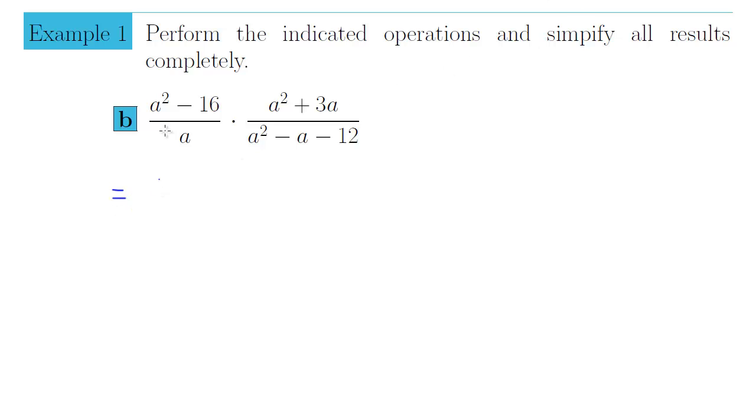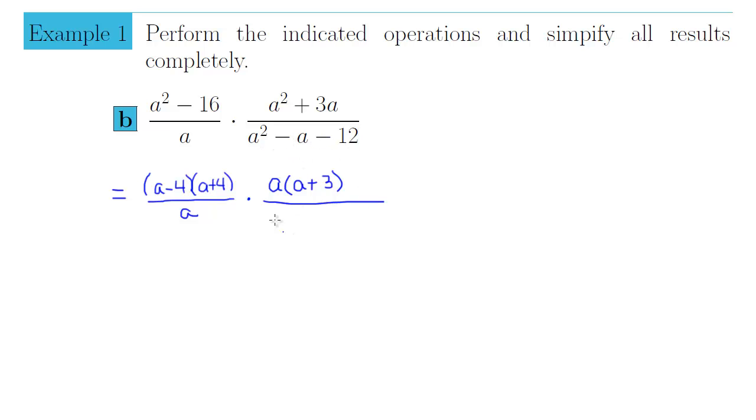So a squared minus 16, that's a difference of squares, and that factors as a minus 4 times a plus 4. All over a, that's as far as it will factor. A squared plus 3a. Here we can take out a greatest common factor of a. So a can be taken out from both of these terms, and that leaves us with a plus 3. A times a is a squared, a times 3 is 3a.